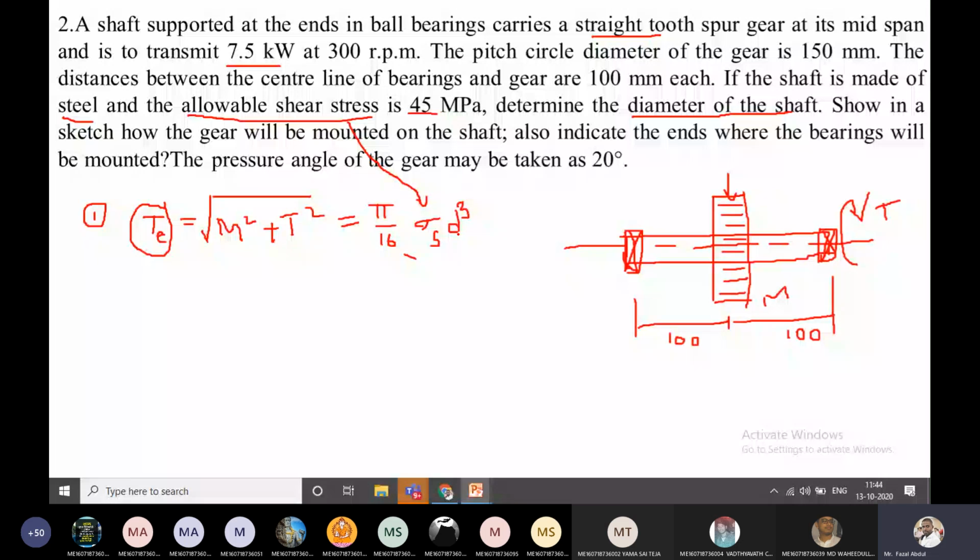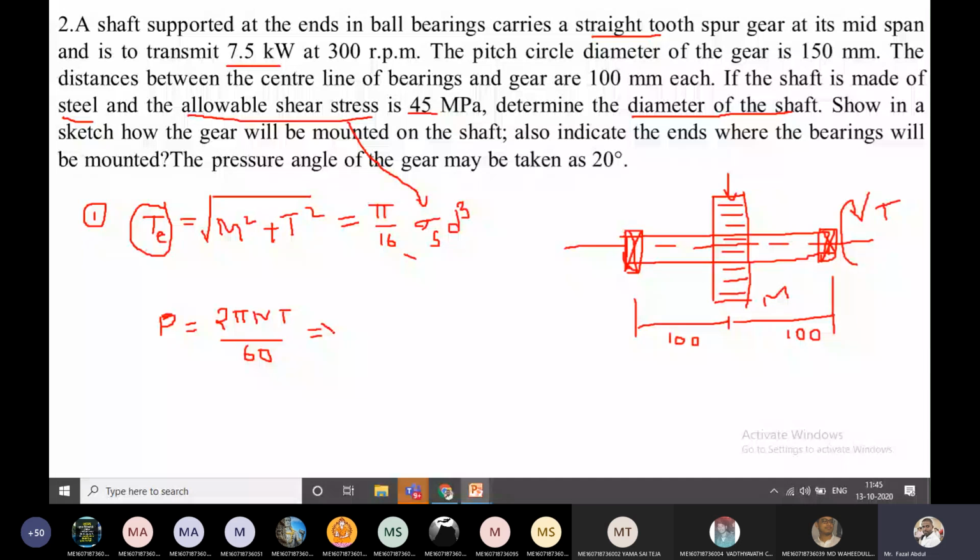So first, the power equation we know. What is power? Power P equals 2 pi NT by 60. This equation you already know. With this relation you can get the torque value. So how much torque value here? Tell me the answer.